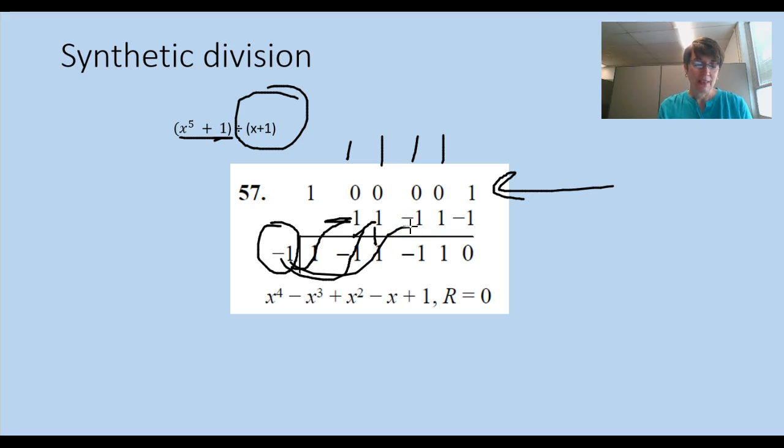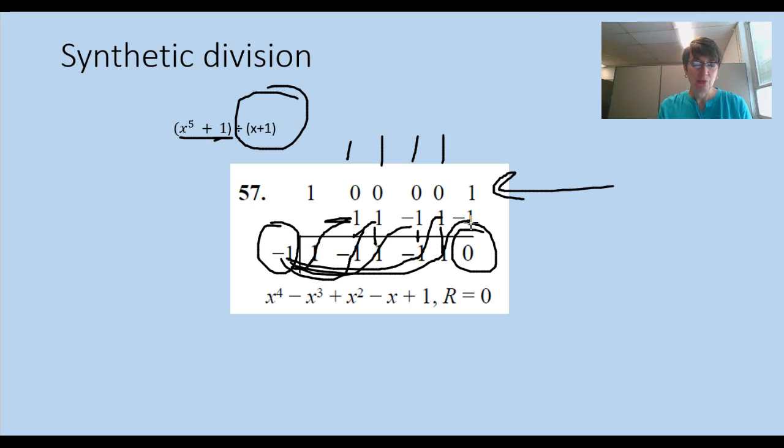Since I have lots of 1s and 0s, it gets a little tedious. Multiply negative 1 by negative 1, I get positive 1. Bring it down. Positive 1 times negative 1 gives me negative 1. And then I actually have a number to add here, and I get 0. So 0 is my remainder. This goes in perfectly. It goes in exactly right. What do I have left? What is the answer, and how do I read it?